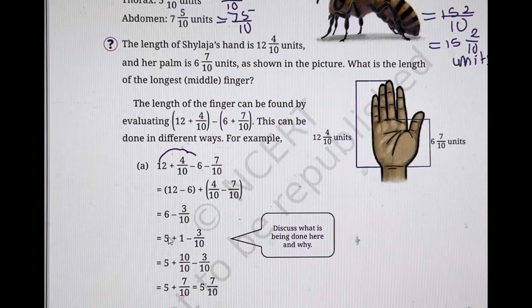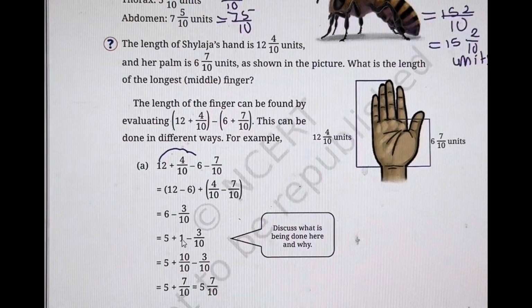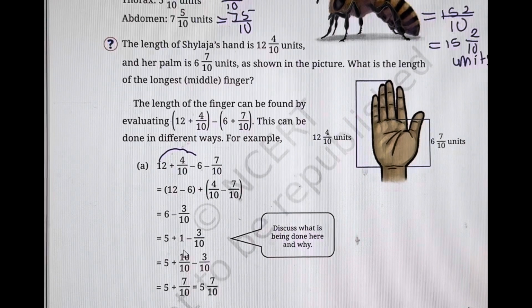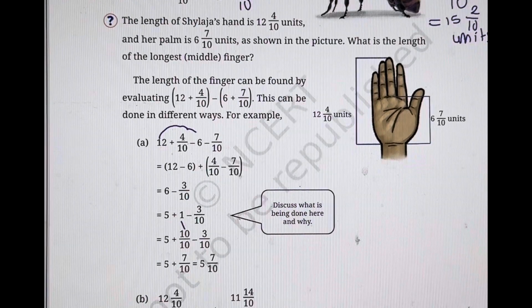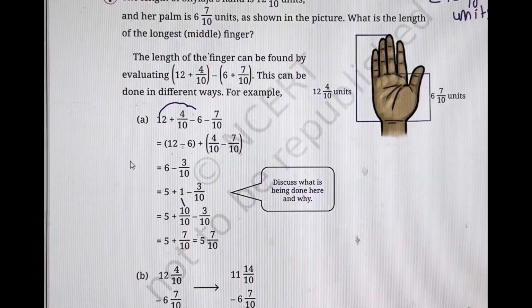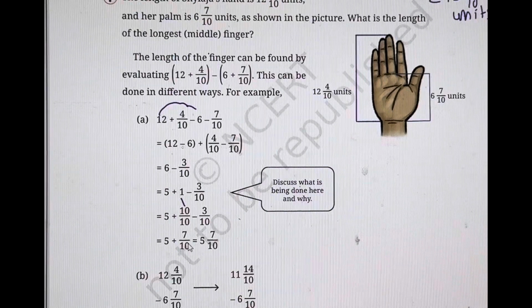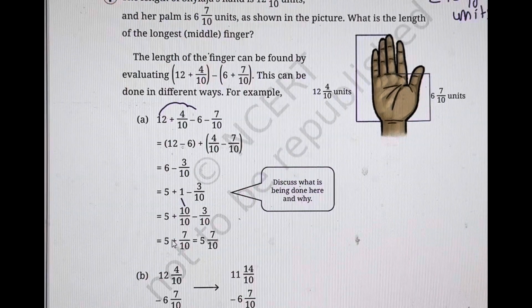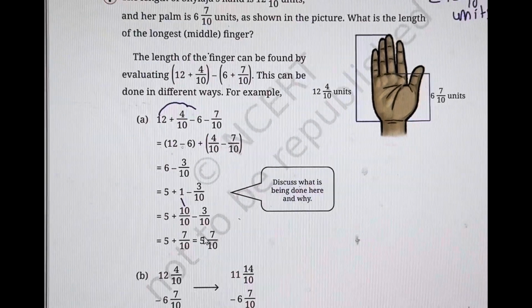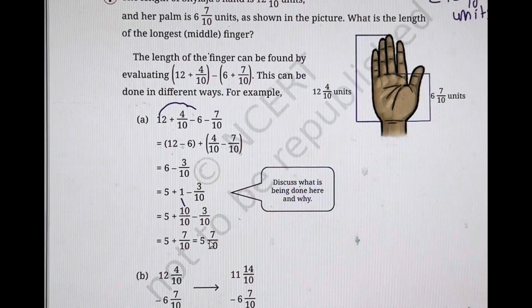We split this 6 into 5 plus 1. And 1, as you all know, it is 10 upon 10. 10 upon 10 means 1. So instead of this 1, it is written as 10 upon 10, so that you can subtract it easily. Right, so now you can easily subtract. So 10 minus 3, you should subtract numerators. So 10 minus 3 is 7 and denominator should be written 1. So the answer is 5 plus 7 upon 10, which is equal to 5 whole 7 upon 10.